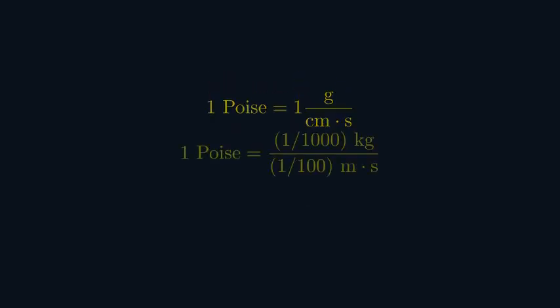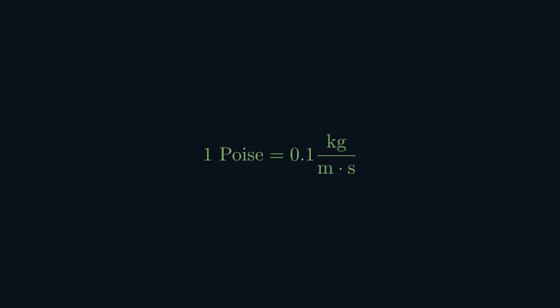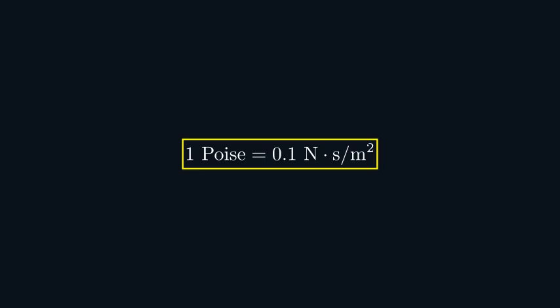Now for the key step. We replace g with 1,000th kilogram and cm with 1/100th meter. Let's simplify the numbers. Dividing by 1 over 100 is the same as multiplying by 100. This gives us 100 over 1,000, which is just 0.1. So the conversion is simple. 1 poise is equal to 0.1 SI units.